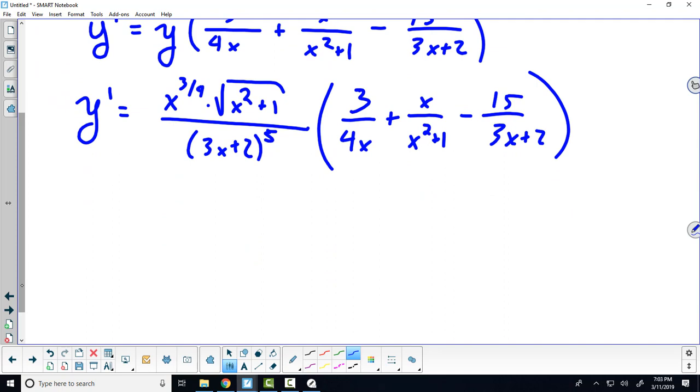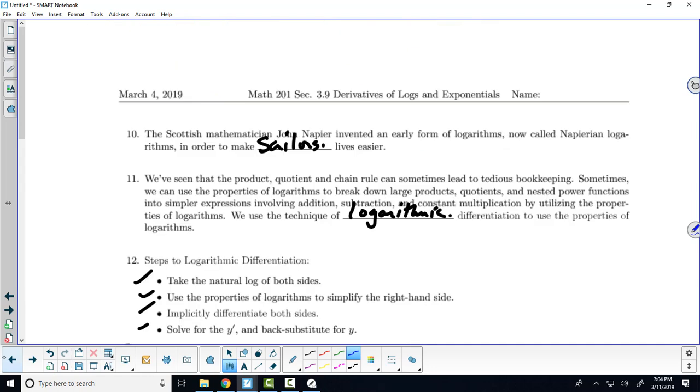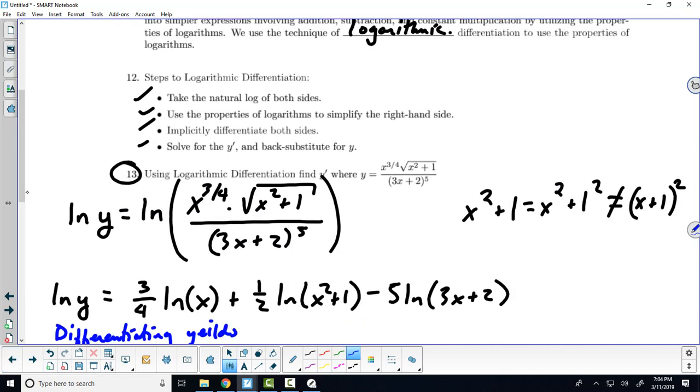So folks, I only have a chance to do one of these in class. You do have 3 of them on your practice exam, or 3 of them on your unit review. Okay, so you can look at those. Here are the steps. We first took the natural log of both sides. We broke it up using the properties of logarithms, implicitly differentiated. Then we solved for y prime, not forgetting to back substitute what y stood for.